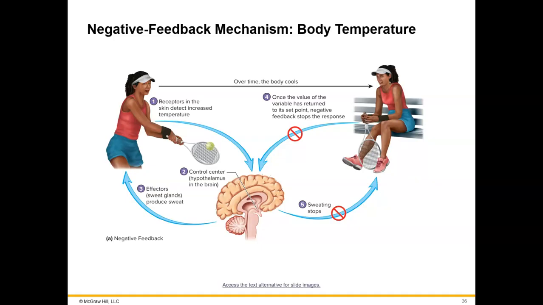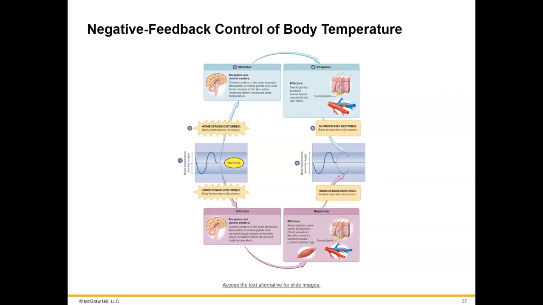Here is an example you can look at on your own. It's what I just went through. And then this is just an example of when body temperature rises, but let's look at when it drops.